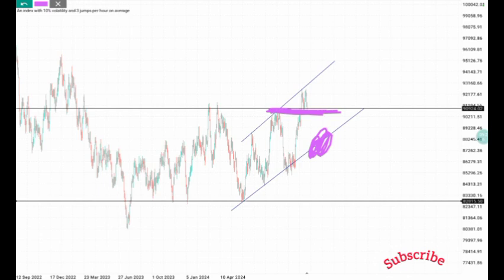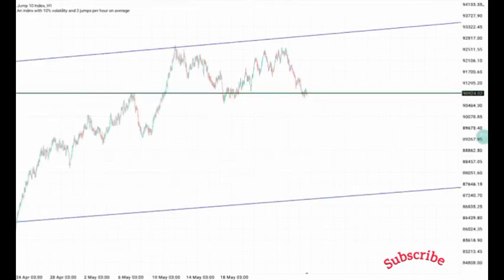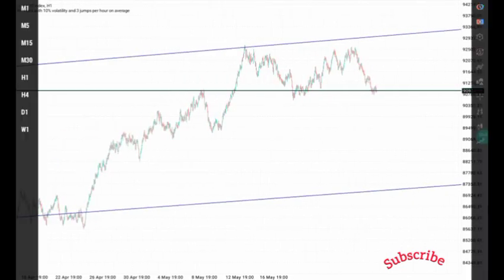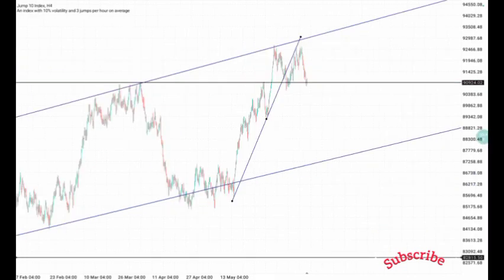But stop loss is at the top of the range. Stop loss at the top of the range. So now let me show you. Probably let me go to the 1 hour time frame and show you something. Okay, so if this is the 1 hour time frame, so if you pull out a trend line this way, no, I think the 4 hour will be better.